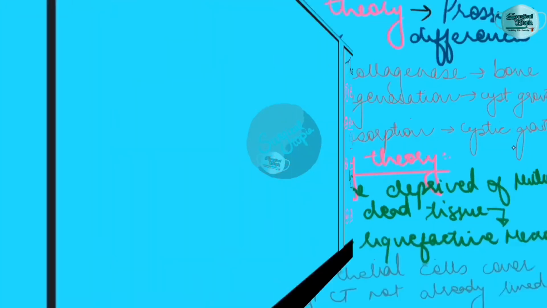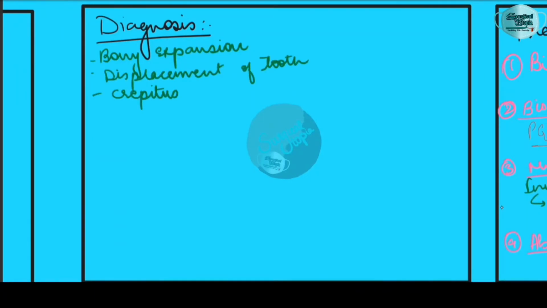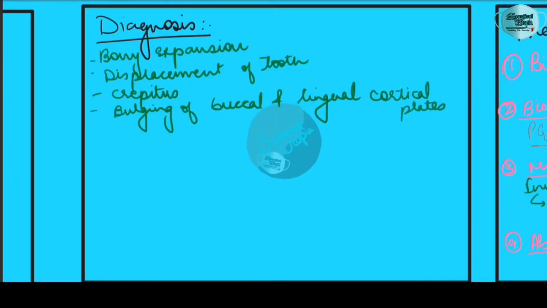Now let's discuss how the diagnosis of radicular cyst or periapical cyst is made. Intraorally, the anatomical structures should be palpated to identify the presence of bone expansion or displacement of the roots and tooth, along with the presence of crepitus. Bulging of the buccal and lingual cortical plates should be seen.